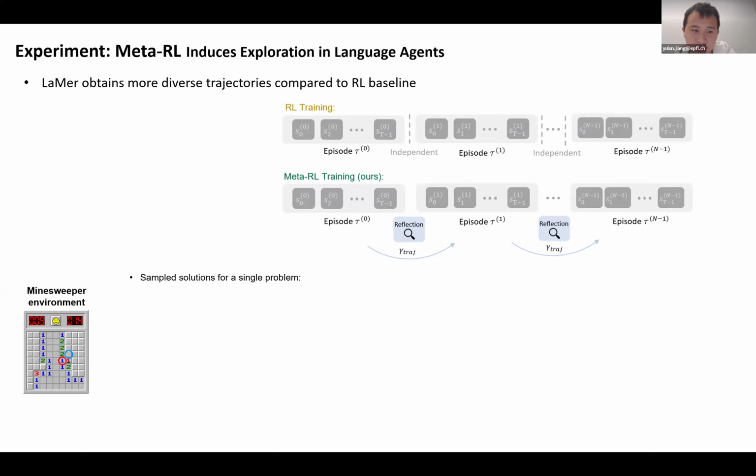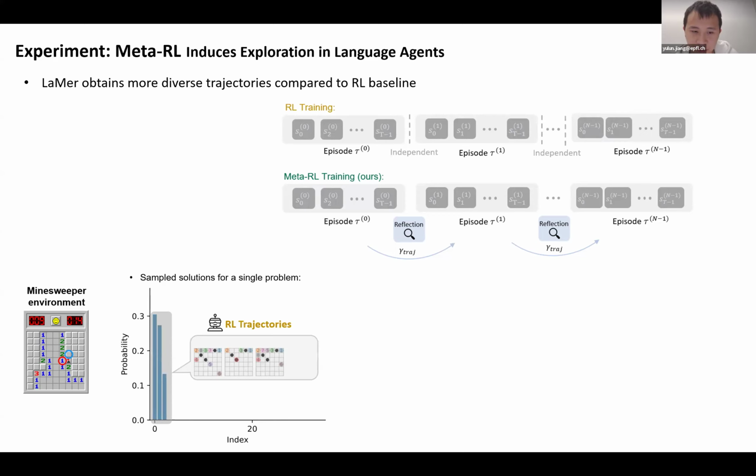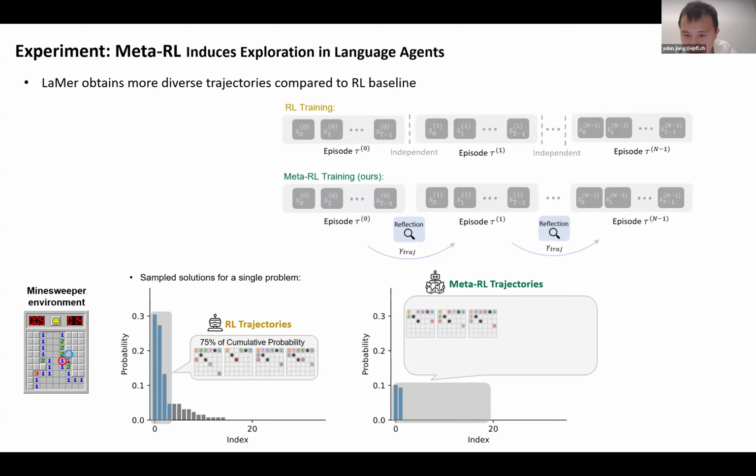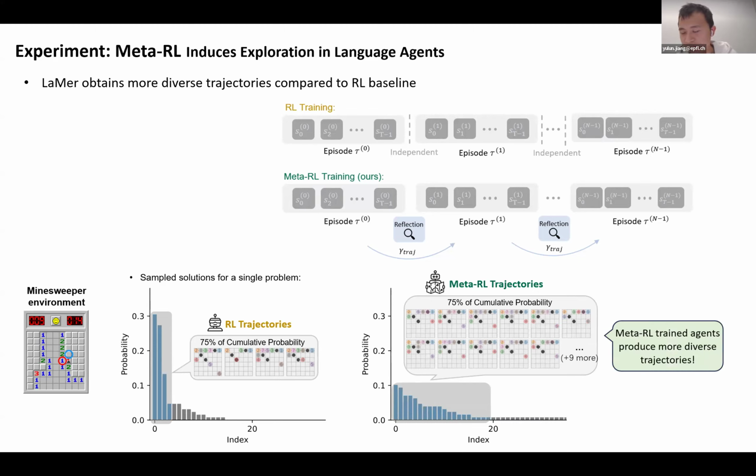Is that if we have a simple game and we run the single game multiple times, if you use RL trained agents and you sample multiple solutions, you will see that it will converge to only a few solutions. But in comparison, if you take a multi-agent trained by our meta RL and you sample the same solution multiple times, you'll see that the solution is much more diverse. So the meta RL trained agents produce more diverse trajectories.